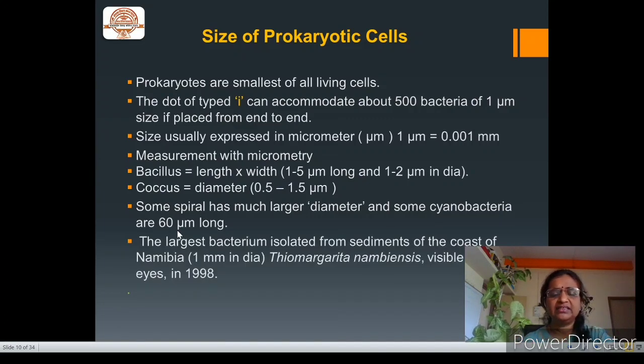Here there is one largest bacterium isolated up till now, and the name of the bacterium is Thiomargarita namibiensis. It was isolated from the coastal area of Namibia. Its size is about 1 millimeter in diameter, so you can observe it with the naked eye. Very recently it was observed in 1998. So that is about the size of prokaryotic cells.